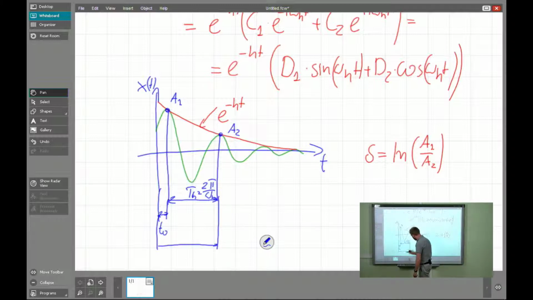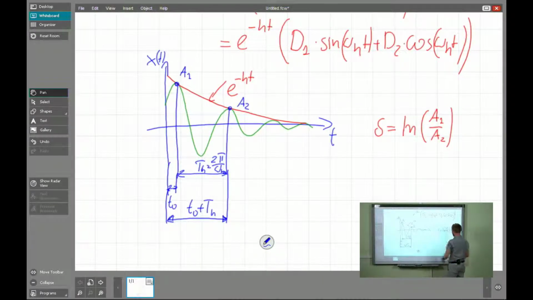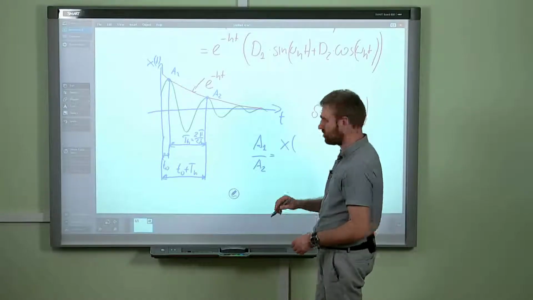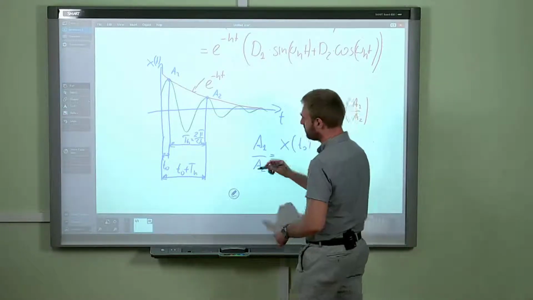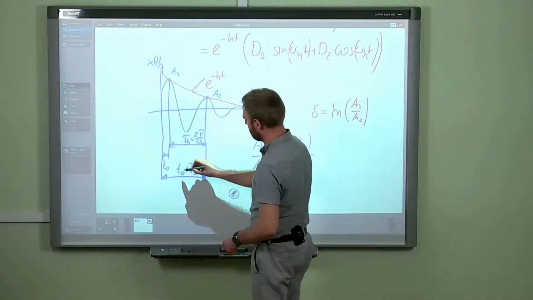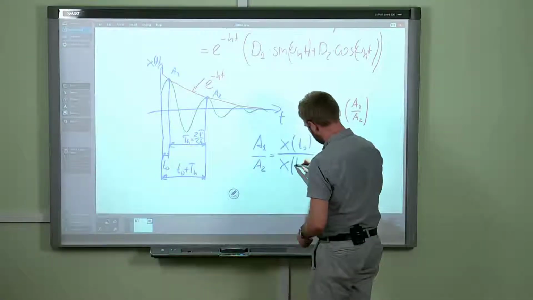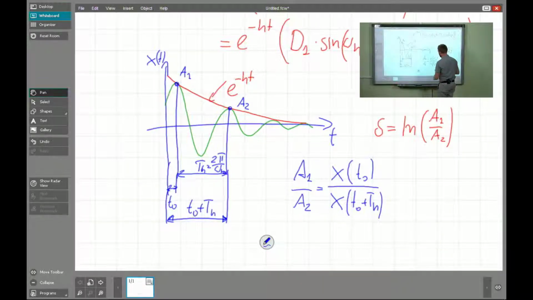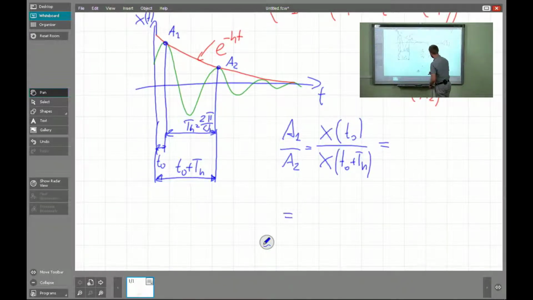It means that the global position, I mean from the origin of the second point of the amplitude A2, it's T0 plus TH. Okay, and if we want to compute that, firstly we need to find the ratio between A1 and A2, and it will be the value of our solution at the point T0 over the solution at that point. I mean exactly here. It means it will be T0 plus TH, I mean exactly after one period.